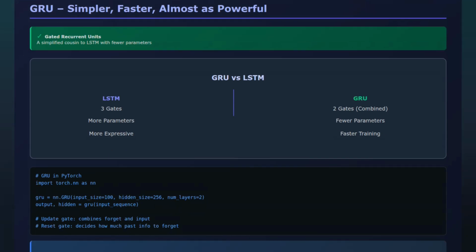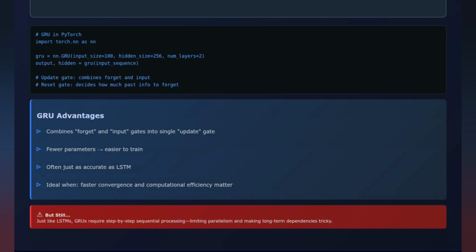GRUs became popular when you needed faster convergence or had limited computational resources. They're still widely used today for speech recognition and certain NLP tasks. But here's the thing. Both LSTMs and GRUs still have that fundamental limitation. They process sequences step by step. You can't easily parallelize them, and very long sequences are still challenging. We needed a completely different approach.